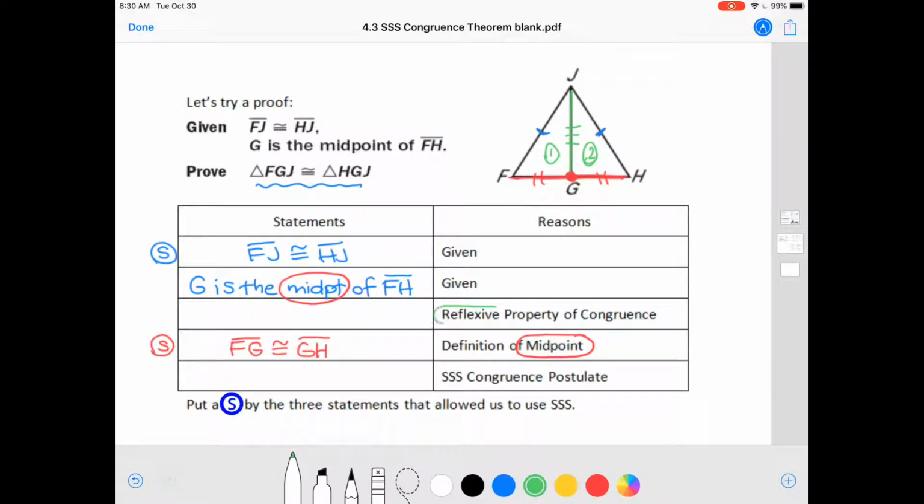Do you see why that might be called the reflexive property? I'm going to say that side JG from the first triangle is congruent to side JG from the second triangle. And that's the reflexive property. Of course, JG equals JG. So there's our third set of sides. That's why I like to put these S's here, because as soon as you see 3 of them, you're ready for the punchline. And the punchline is that triangle FGJ is congruent to triangle HGJ. And you'll see right here our new reason, the side-side-side congruence postulate.